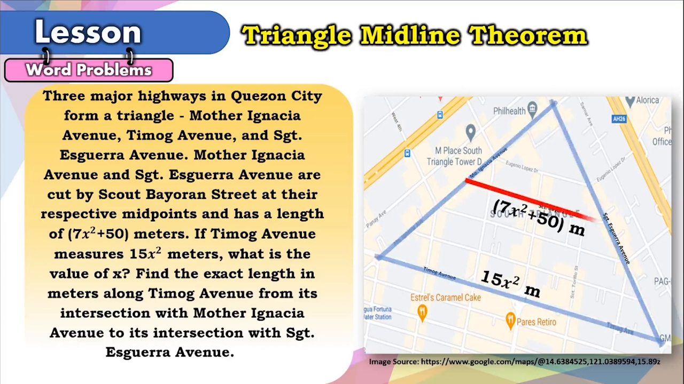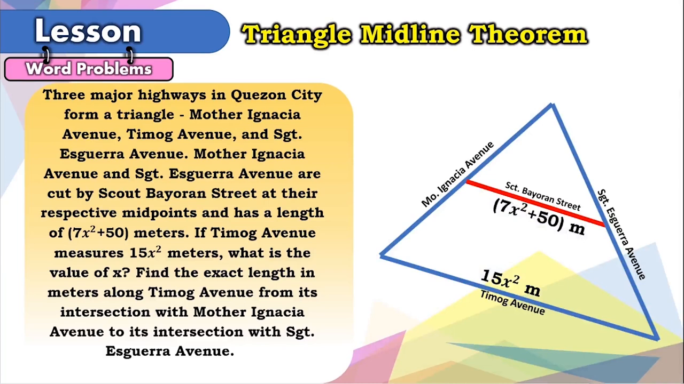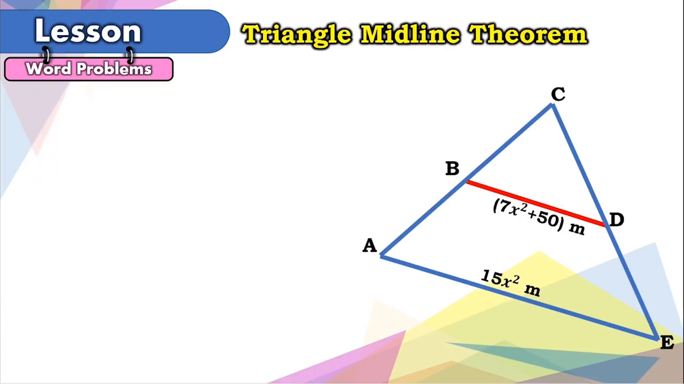And the next question is, find the exact length in meters along Timog Avenue from its intersection with Mother Ignacia Avenue to its intersection with Sergeant Esguerra Avenue. The triangle or the figure formed by these roads looks like this. To solve this problem, we can assign capital letters to the vertices of the triangle and also capital letters to the midpoints. Based from the illustration, we have BD is equal to the quantity of 7x squared plus 50 meters and AE is equal to 15x squared meters. We are required to solve for x and for the length of AE.